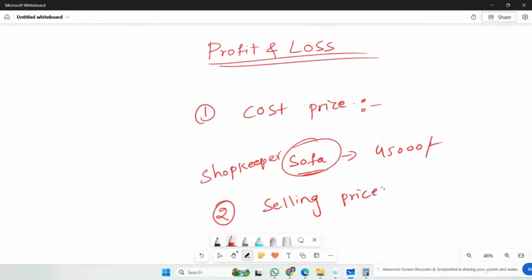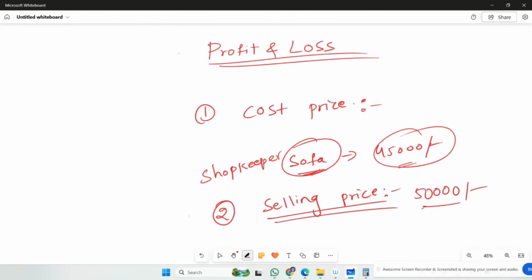And when it comes to the second term, selling price. Selling price means the same item, he bought it for 45,000 and he will sell it by adding an extra amount. Let's say 50,000. So the same sofa set, he bought it for 45,000, he was selling it at 50,000 rupees. The money received by a shopkeeper on selling an article or an item is what we call selling price. We simply denote it as SP. Cost price we denote as CP.